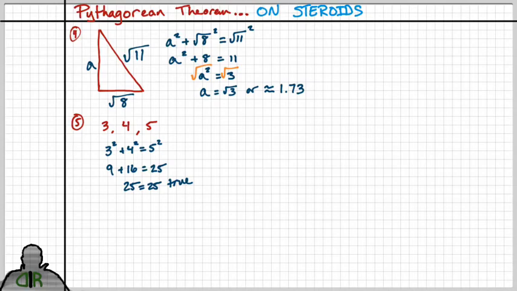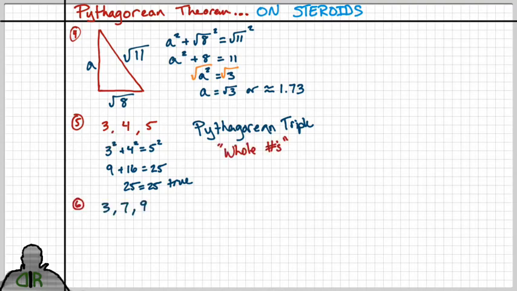So let's kick it up a notch. Again, this is the steroidal Pythagorean theorems. So, by the way, this is called a Pythagorean triple. If they're whole numbers and it forms a right triangle, then it's a Pythagorean triple. Whole numbers. All right, so let's look at this one. 3, 7, and 9.